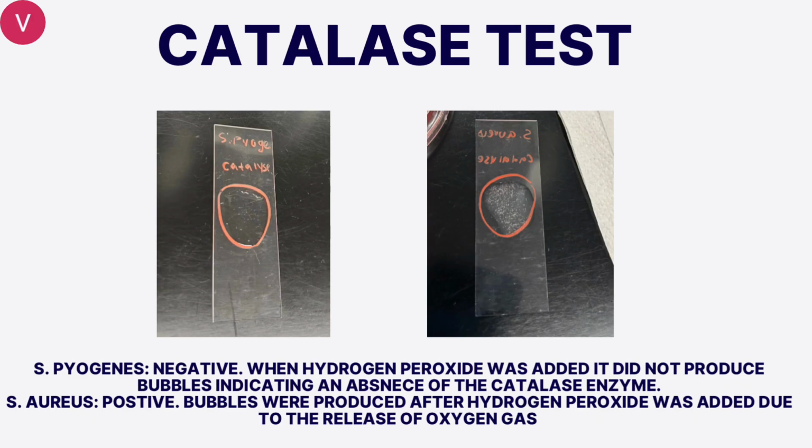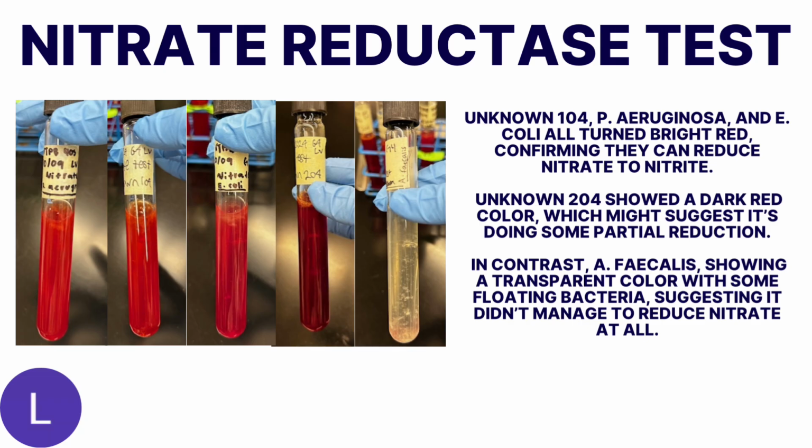These are our results for the catalase test. For our S. pyogenes, which is on the left, we had a negative result. This was because when we added the hydrogen peroxide, it did not produce bubbles, which indicated an absence of the catalase enzyme. And then on the right, we have S. aureus, which gave us a positive. You can see bubbles were produced after hydrogen peroxide was added due to the release of oxygen gas.